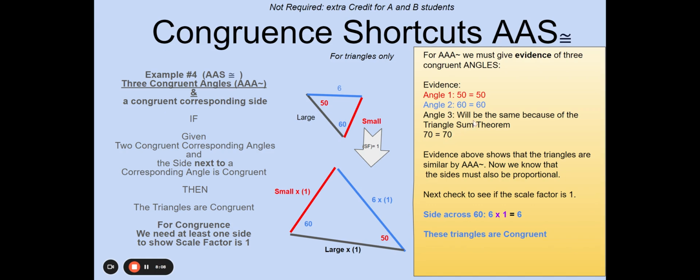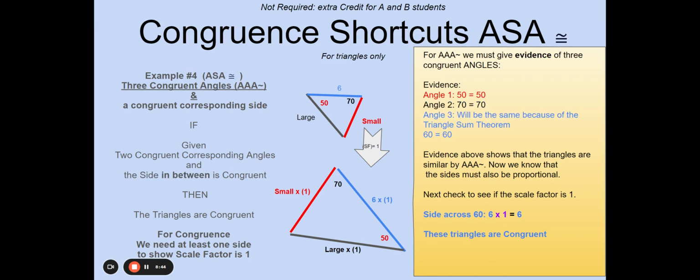Okay, and because of the triangle sum theorem, we can calculate the third angle, which will be 70. Okay, both of these triangles have 50, 60, and 70. Therefore, they are similar automatically. So now we have to show the scale factor. Okay, so once again, you have to use the side angle relationship. We notice that across from the 60 is a 6, and across from the 60 is a 6 times 1. Okay, so that is true. They are congruent to each other because the scale factor is 1.